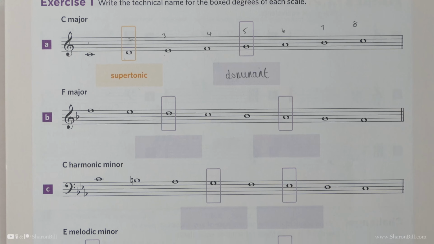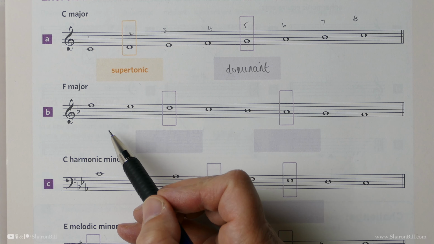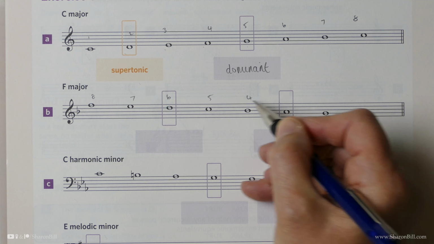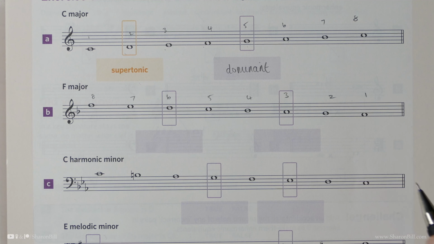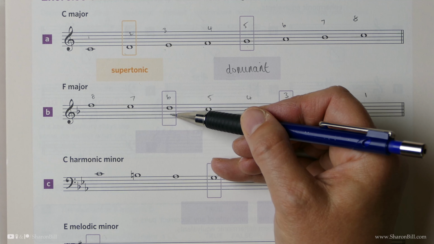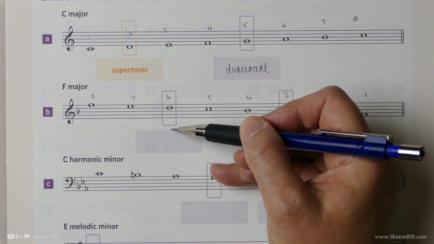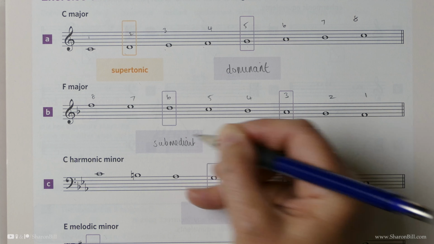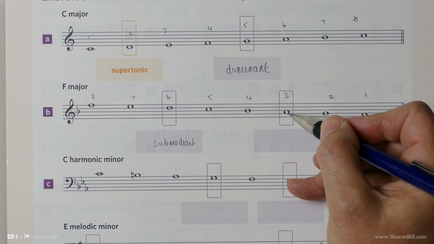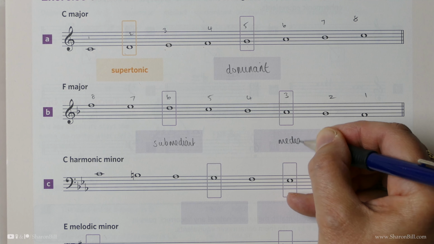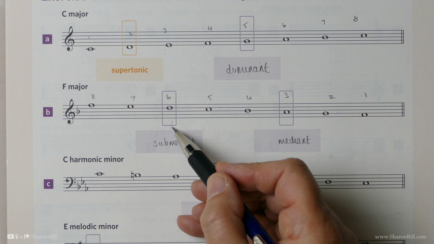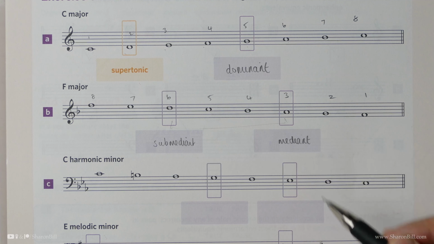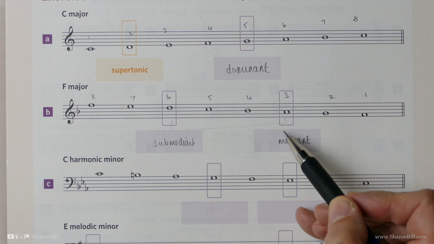So now in this next one, don't forget we're counting backwards now. So we've got to go 8, 7, 6, 5, 4, 3, 2, 1. And so the 6th is the submediant. And the 3rd is the mediant. And they actually both form part of the relative minor triad as well. So they are harmonically linked as well.